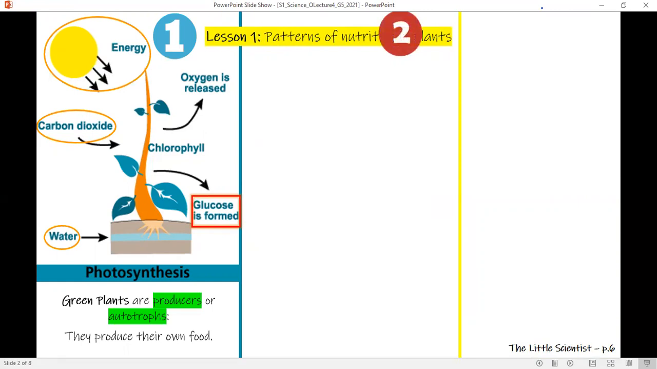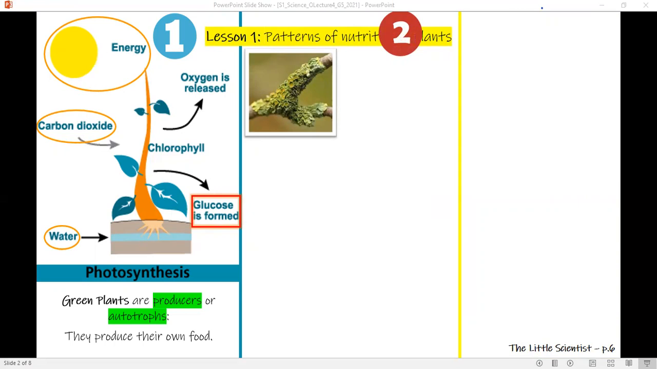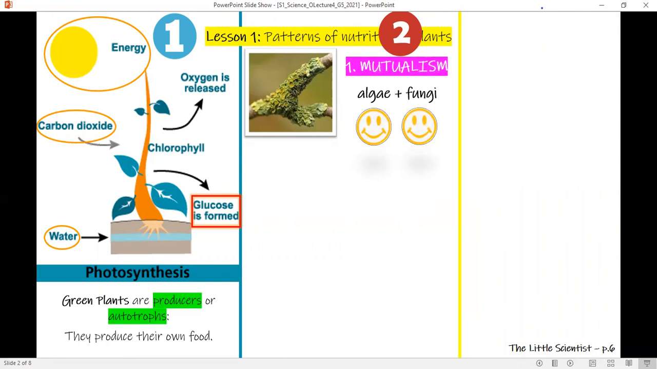The second type of plants are the symbiotic plants, plants that need help. So these plants go into special relationships with other organisms. Here is the lichen, which is the association between an alga and a mushroom, between algae and fungi. In this case, the fungi provide the algae with water, the algae produce the food and give some food in return to the fungi. In this case, both organisms are happy, and this is a mutualistic relationship. In mutualism, both organisms are happy.